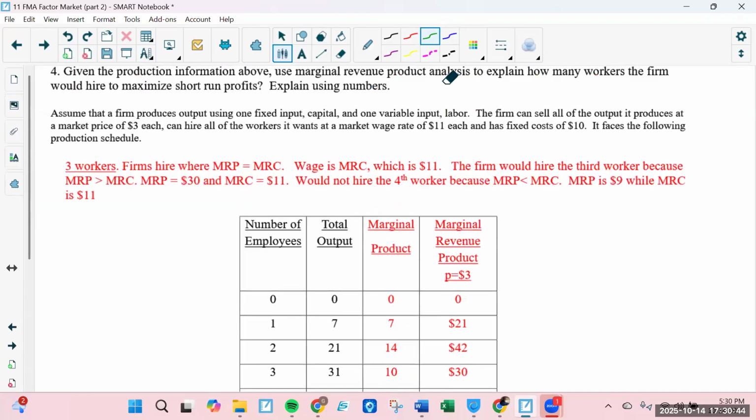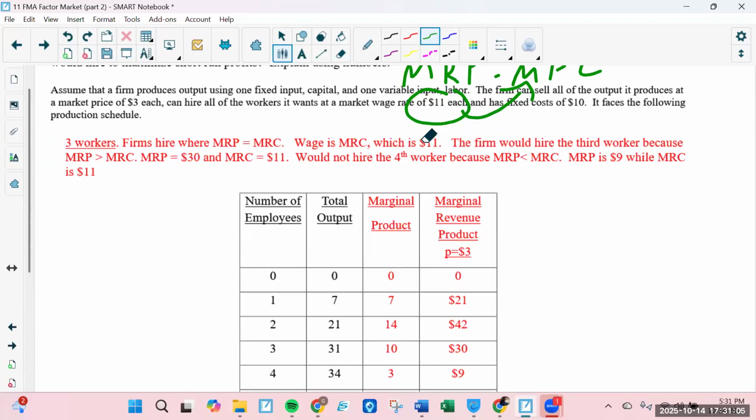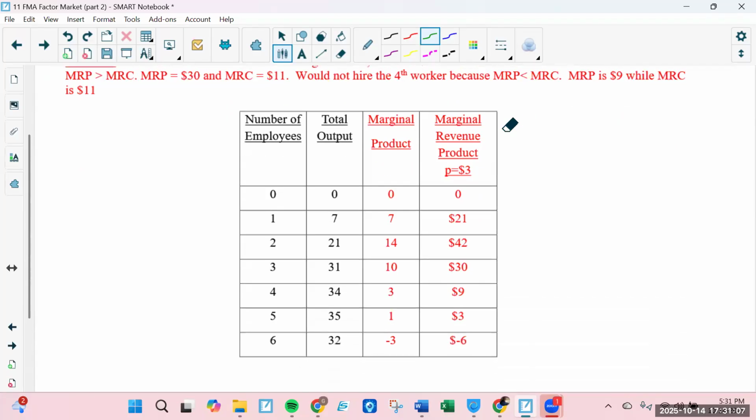Given the production information, use marginal revenue product analysis to explain how many workers the firm should hire. Okay, well, we know that all firms hire where MRP is equal to MFC. The MFC is 11. So we want to hire where MRP is 11, right? So what we have to do now is calculate the marginal revenue product.